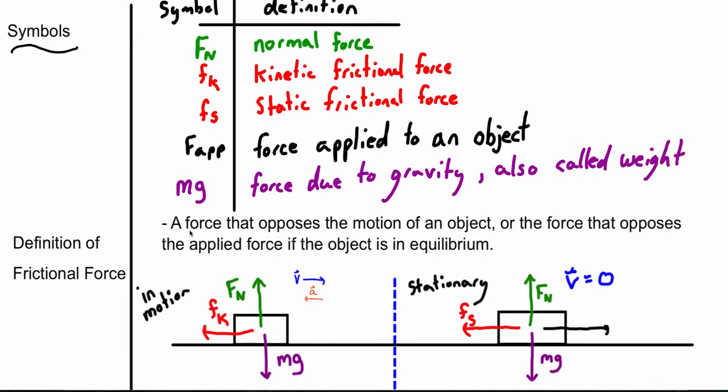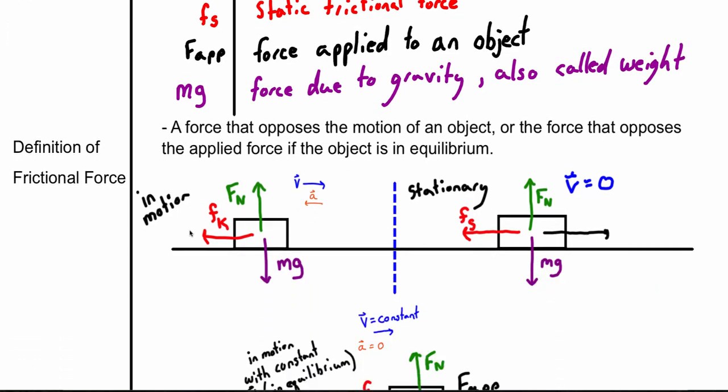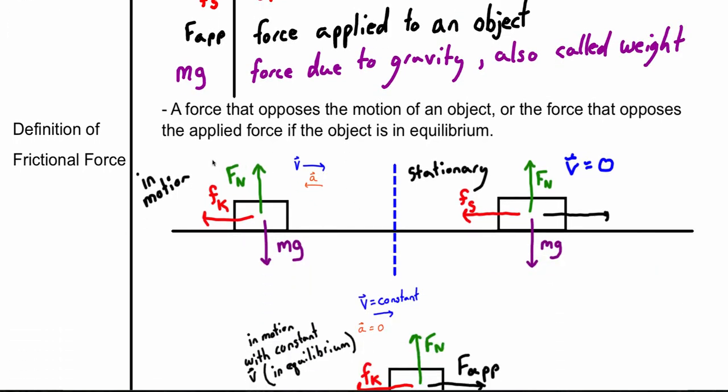Okay, so let's jump into the definition of frictional forces. A frictional force is a force that opposes the motion of an object, or the force that opposes the applied force if the object's in equilibrium. So let's break that down. First, the force that opposes the motion of an object.